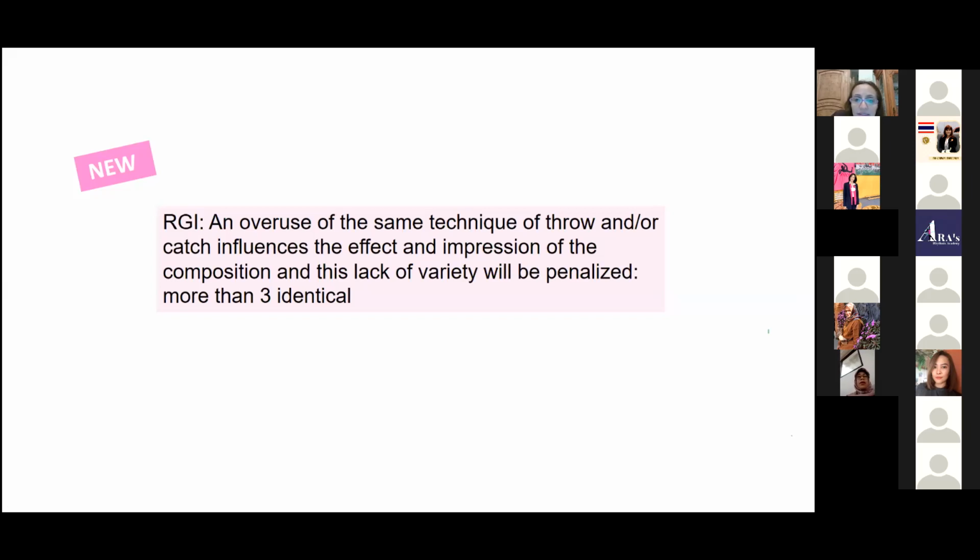Be attentive that an overuse of the same technique of throw and or catches influences the effect and impression of the composition, and it will cause penalty. More than 3 identical throws or catches will make for you penalty. So be careful with this overuse.